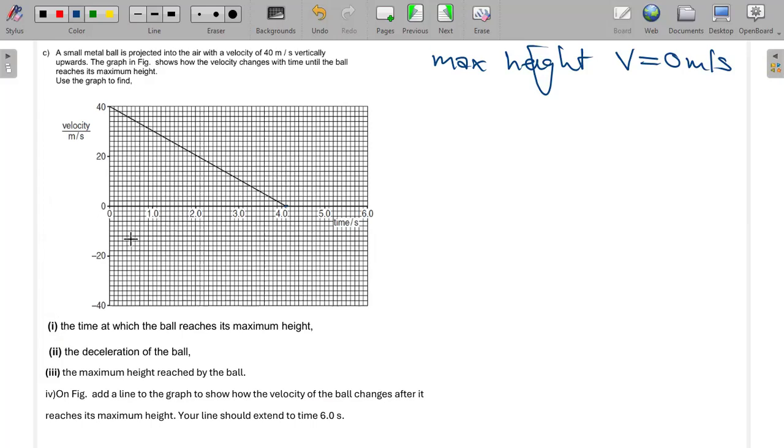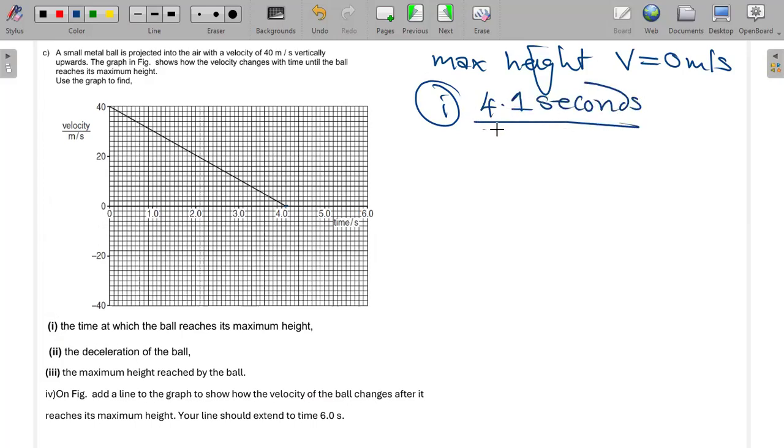So what was the time here? You can say this is 1, 2, 3, and 4, then 4.1, 4.2, and so on up to 5. So it's 4.1 seconds. So for part 1, the ball was at the maximum height at 4.1 seconds.